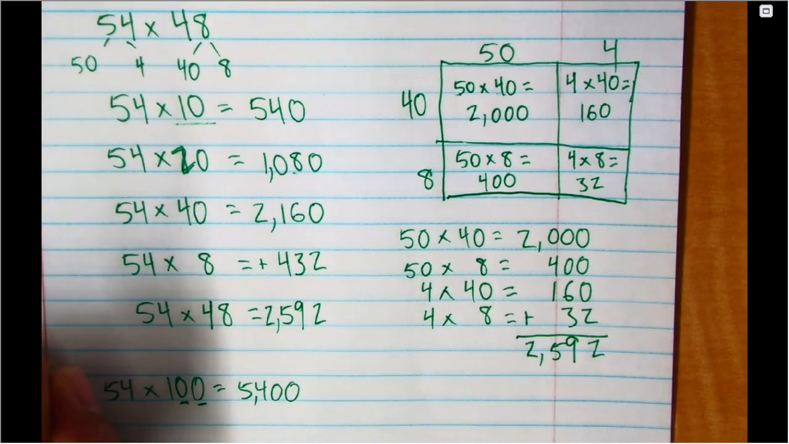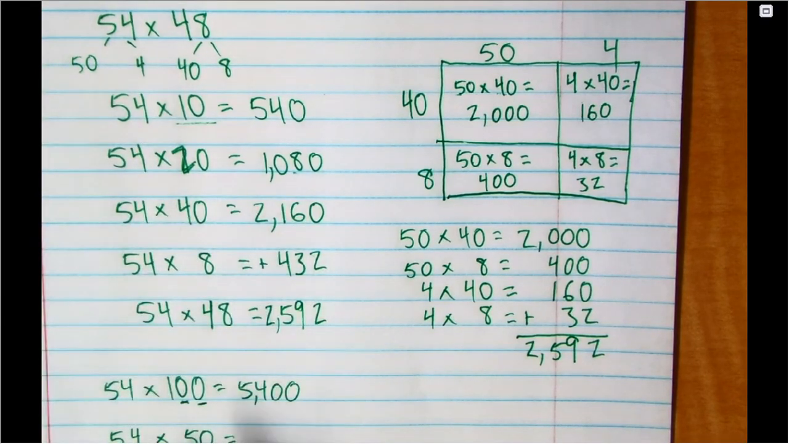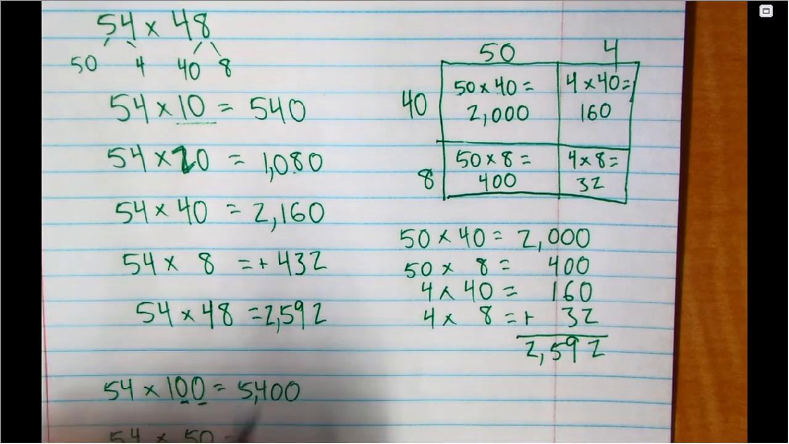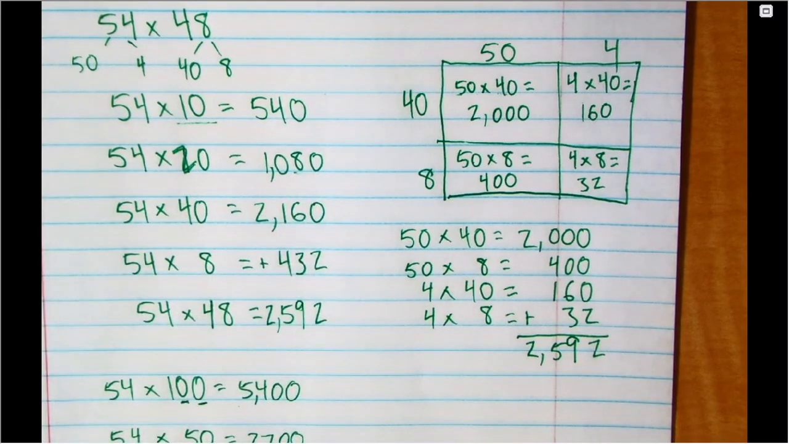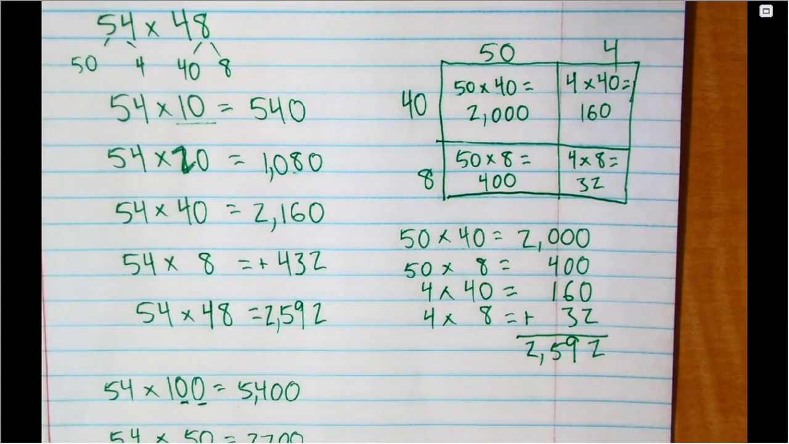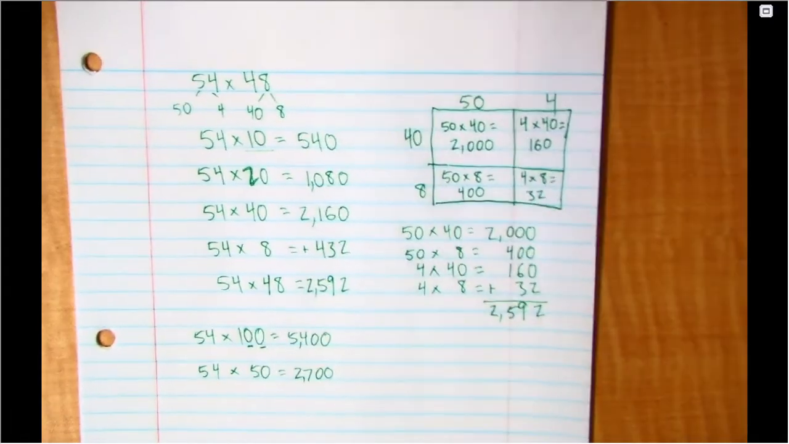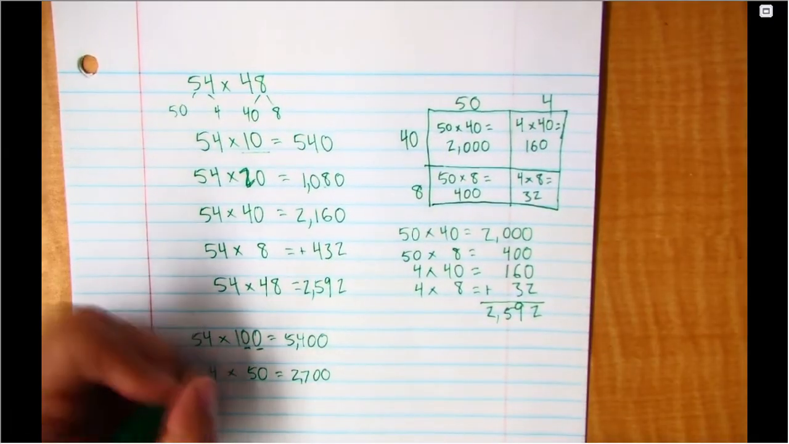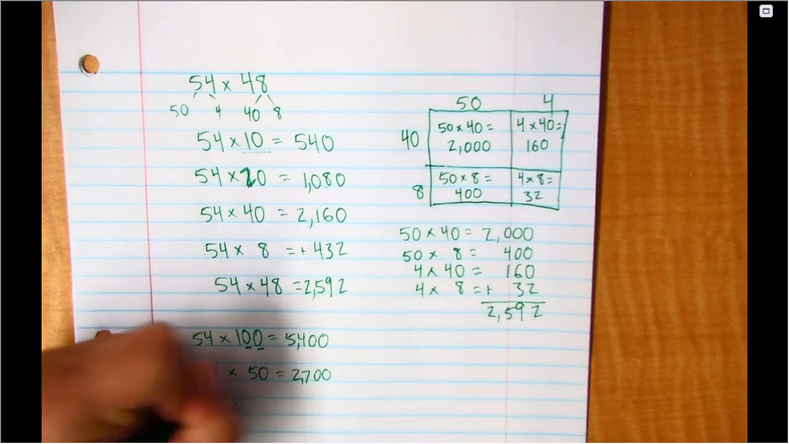Instead of doubling this number, I can half it. So half of 100 is 50. So I'm going to take a look at what half of 5,400 is. Well, half of 54 is 27. And I'll add those zeros. Now, 50 is still not 48, right? So when I'm looking at 54 times 48, I still need to take 2 groups of 54 away in order to be at 54 times 48.